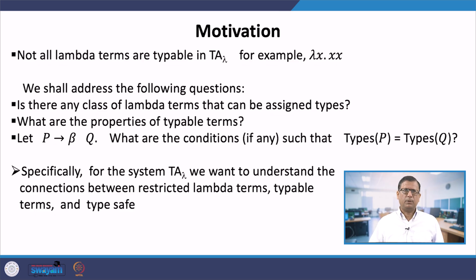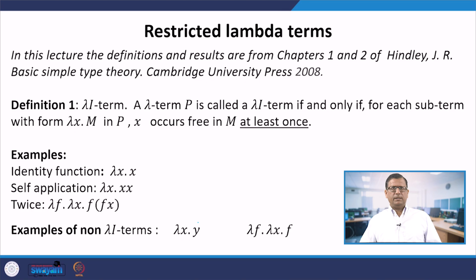Next, suppose there is a beta reduction from P to Q. What are the conditions, if any, such that the types of P and Q are equal? Specifically, for the system TL lambda, we want to understand the connections between restricted lambda terms, typeable terms and type safety. For restricted lambda terms, we are going to use the definitions and results from chapters 1 and 2 of Hindley's book Basic Simple Type Theory.